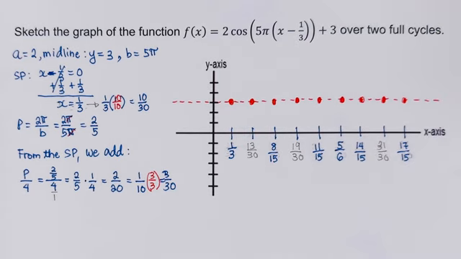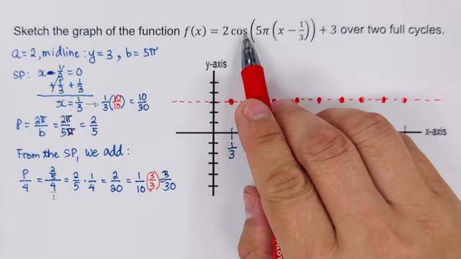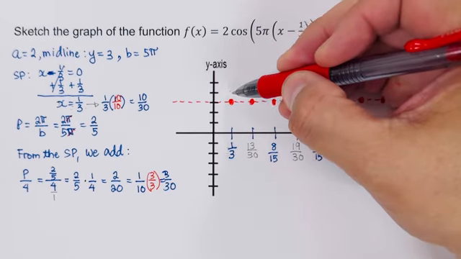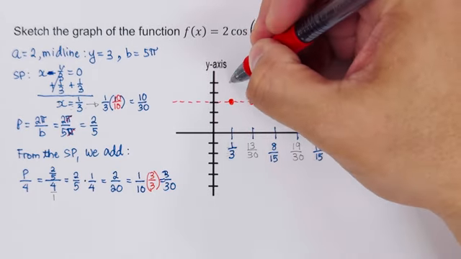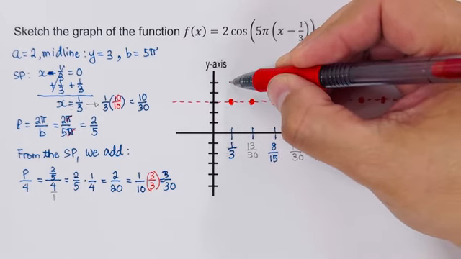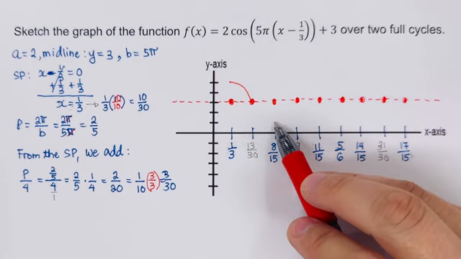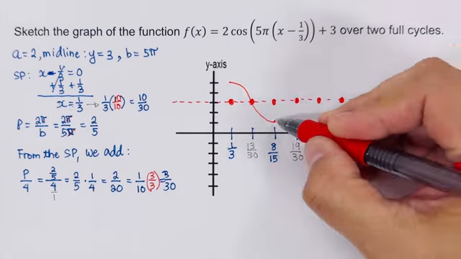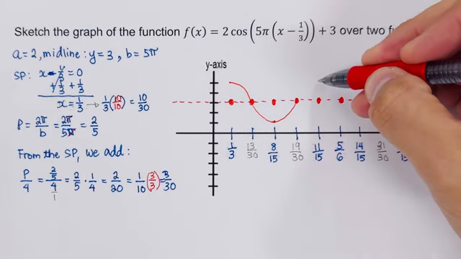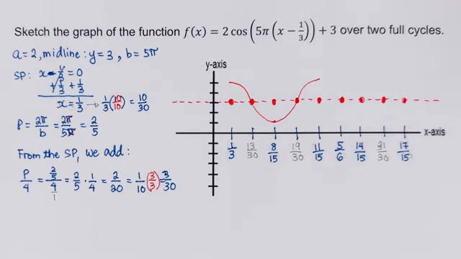Now let's sketch the cosine graph. This is a positive cosine, and we go up 1, 2. So it's going to start up here, and we're going to start drawing the curve. And we're going to go down 1, 2, so it's going to sit right here. And we go up 1, 2. So this is one full cycle.